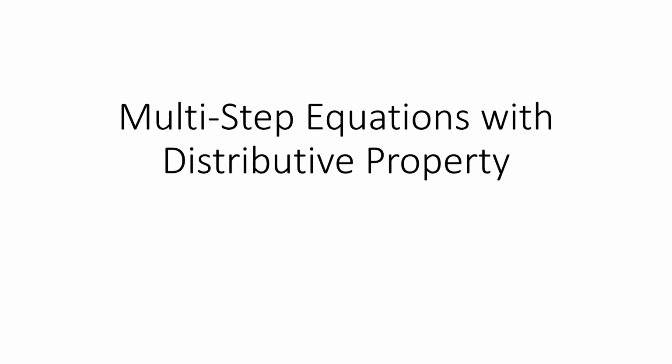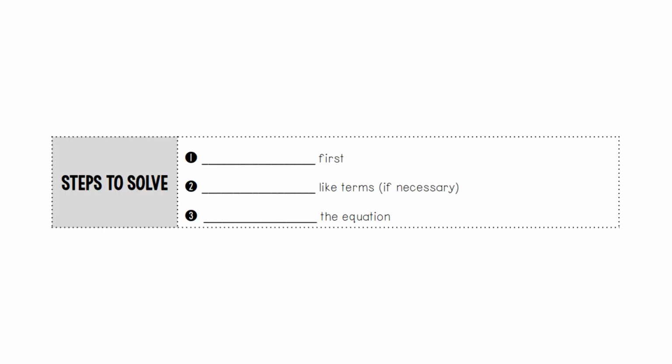This instructional video is on solving multi-step equations with the distributive property. To solve multi-step equations with the distributive property, our first step is going to be to distribute. And we know the word distribute goes with parentheses, meaning we are going to multiply. We multiply our numbers first.